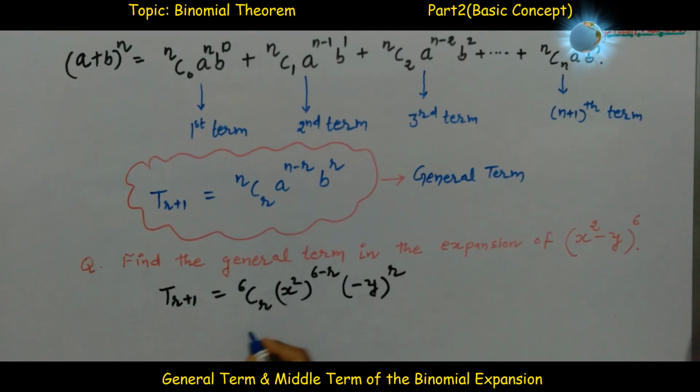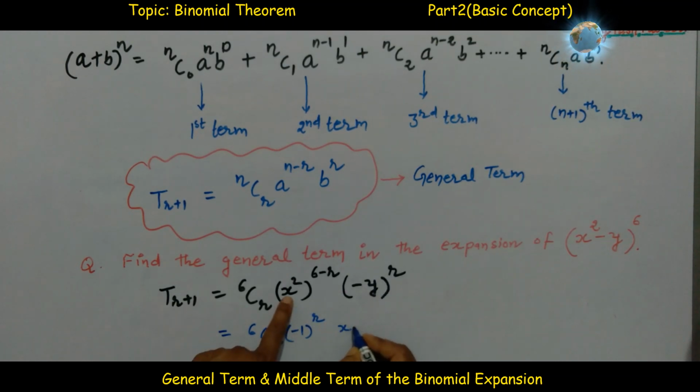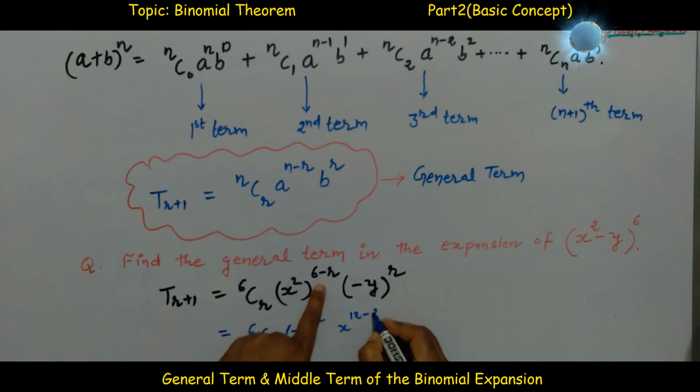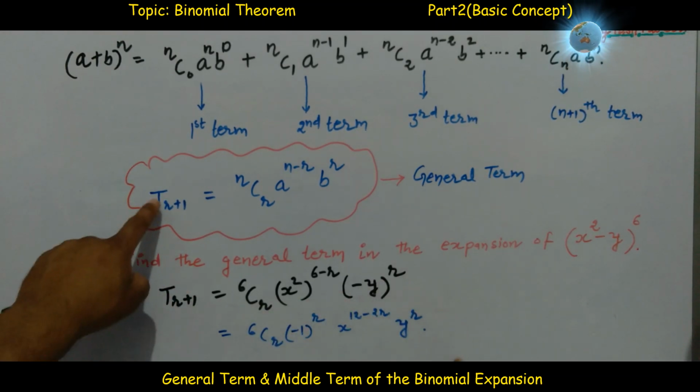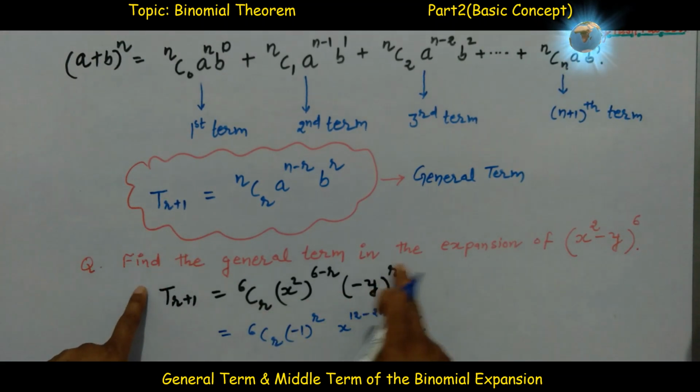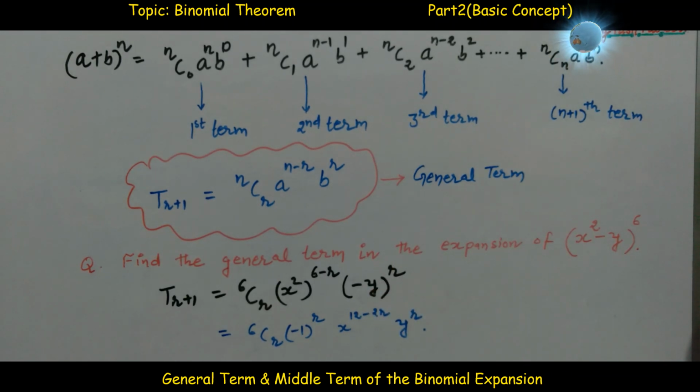We can also write it this way. This is equal to 6Cr, taking the minus 1 outside, (-1)^r, and here this becomes x raised to power 6 into 2, 12 minus 2r, into y^r. This way, this is called the general term. This is the process by which we can find the general term in the expansion of any binomial.